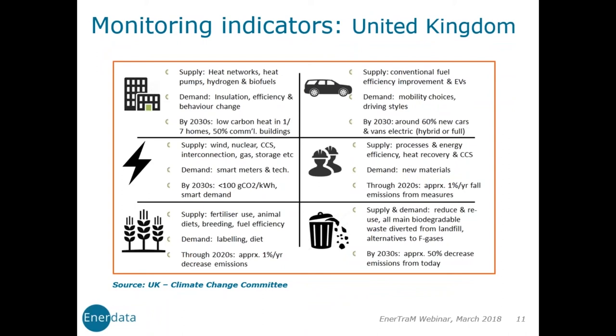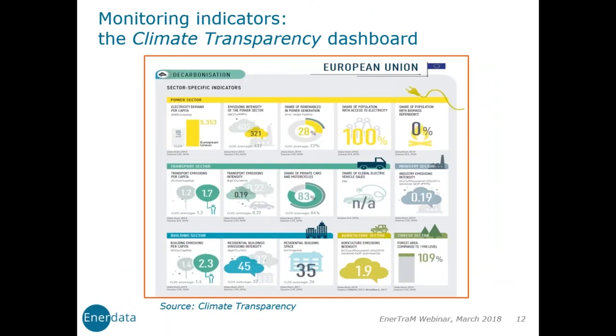So you see there is some kind of homogeneity in the type of indicators and in the type of process implemented in the monitoring. And finally, I present a dashboard that we find quite interesting because it is very synthetic with 15 indicators. This has been produced by Climate Transparency. We are in contact and collaborate with Climate Transparency. And this illustrates the way that a very compact dashboard can provide quite a lot of significant information on the energy transition process.